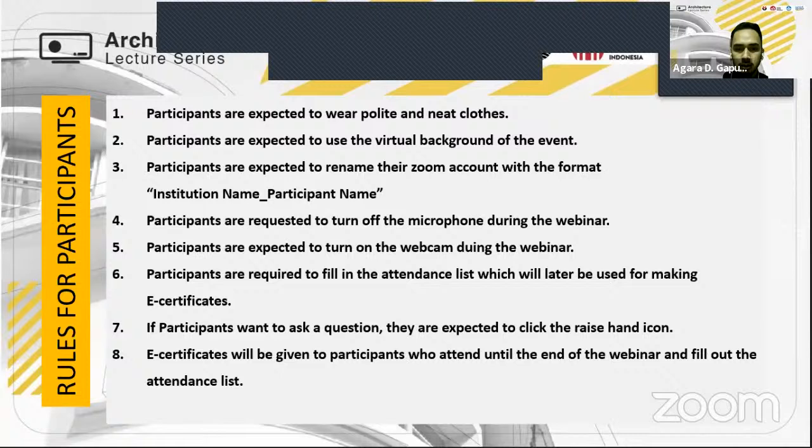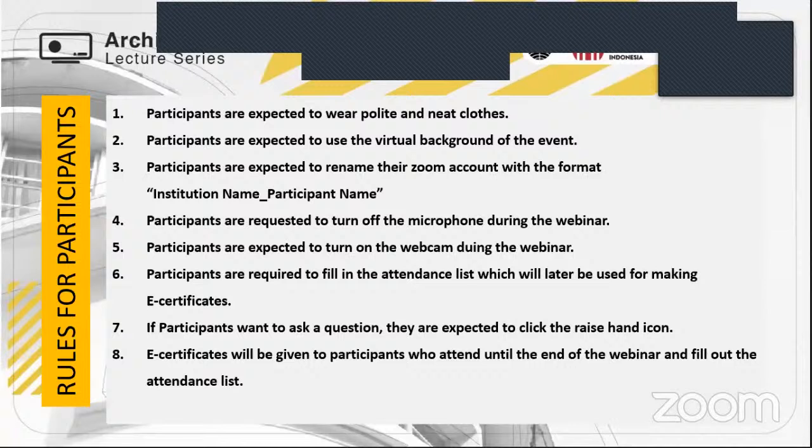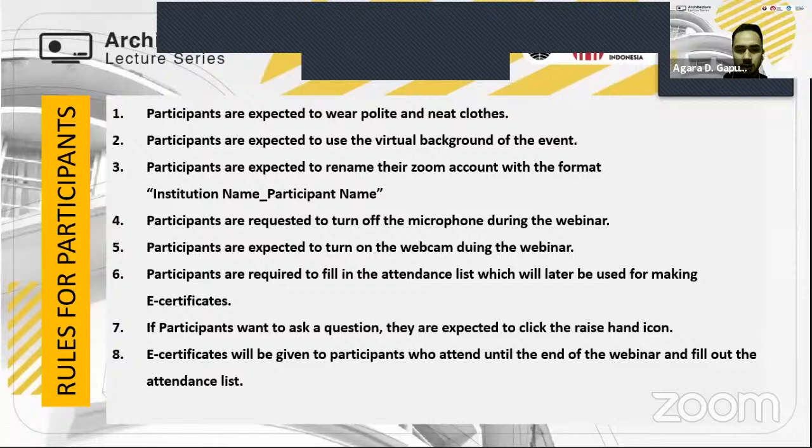Participants are required to fill in the attendance list, which will later be used for making e-certificates. If participants want to ask a question, they are expected to click the raise hand icon. Lastly, e-certificates will be given to participants who attend until the end of the webinar and fill out the attendance list.